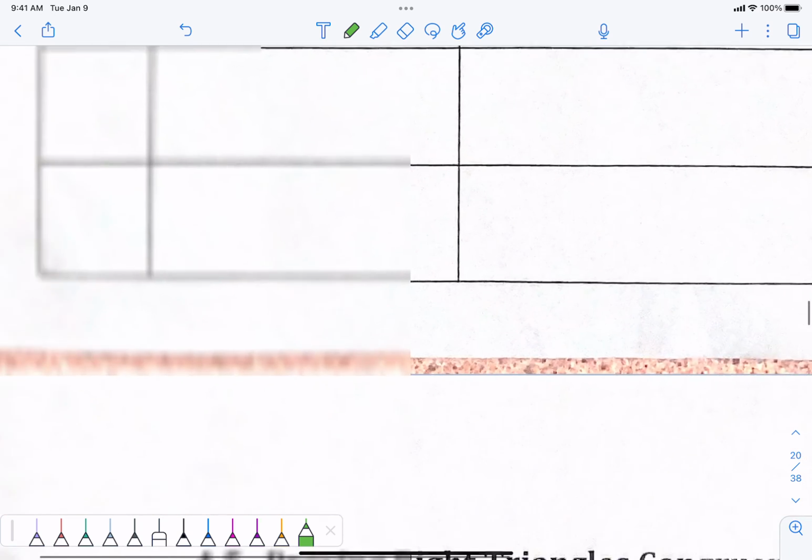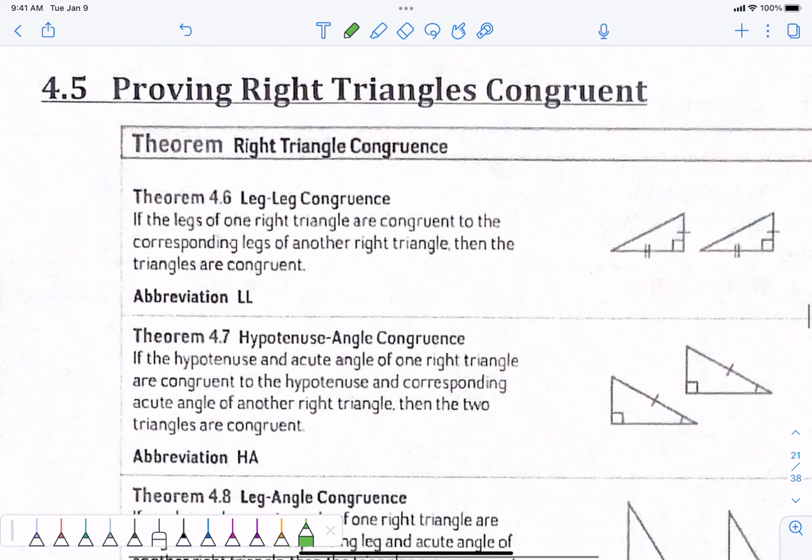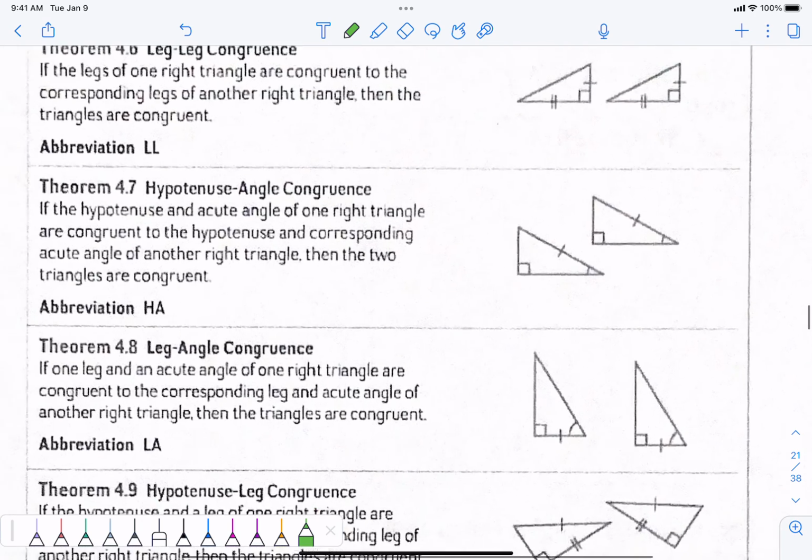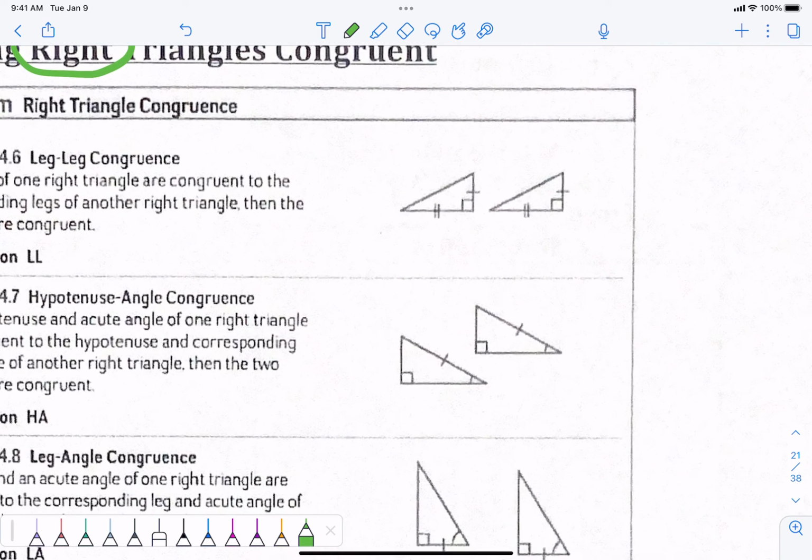Now we're going to do right triangles specifically. So go to your notes, 4-5. This is proving right triangles congruent. And I don't really quite know why they do an additional section for this. It's kind of cool that you only have to do 2 things now, but it's really not any less work than the other ones. So these are special for right triangles. There are 4 of them.